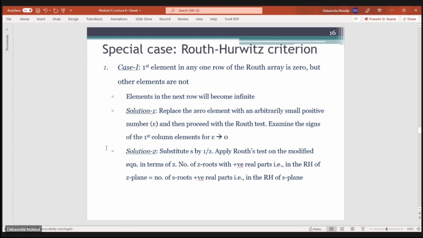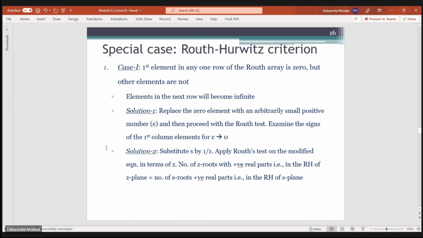So if the first element somehow becomes equal to 0, and the other elements are not, then the moment you try to fill up the next row, you have to divide by 0, so the next elements in the row will become infinite. So obviously there will be a break in the Routh array. So we will have to find a solution for that.